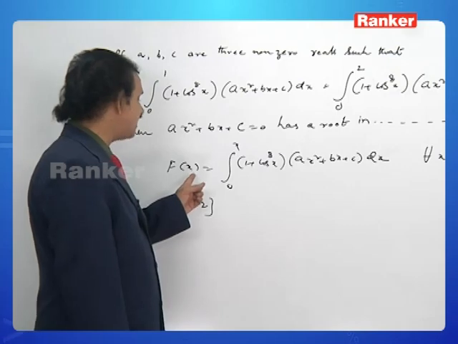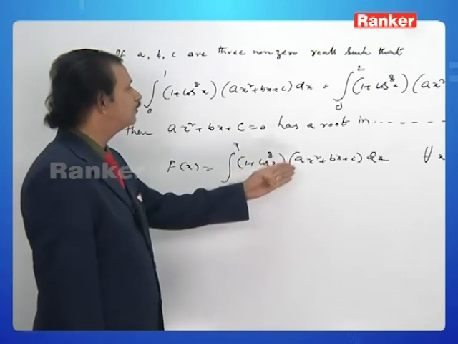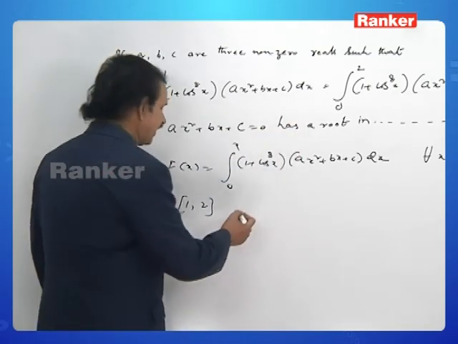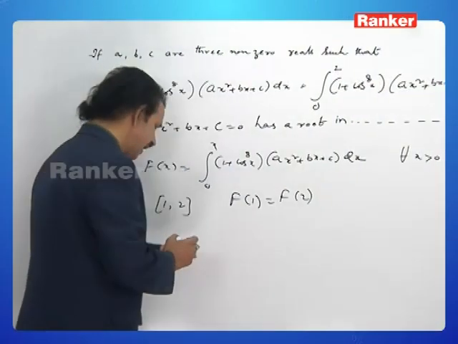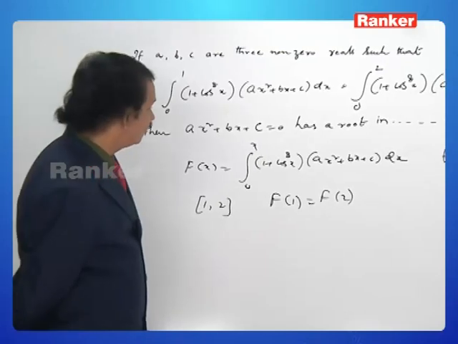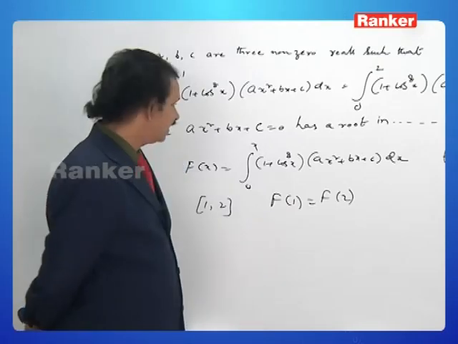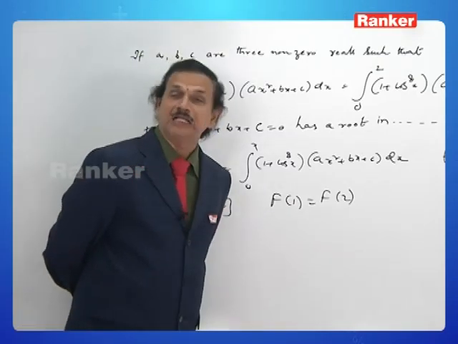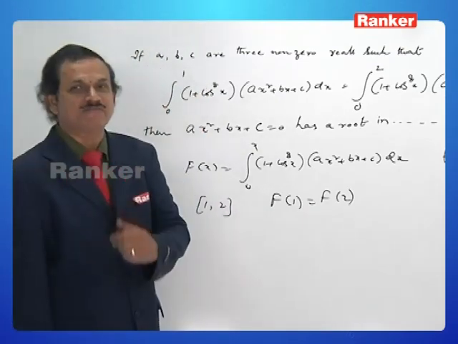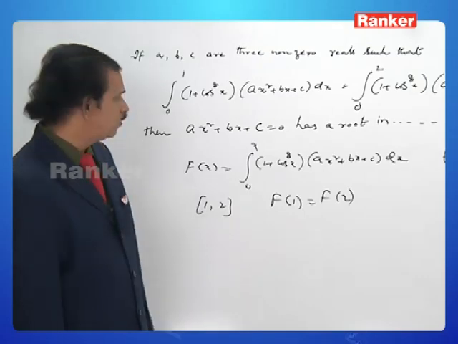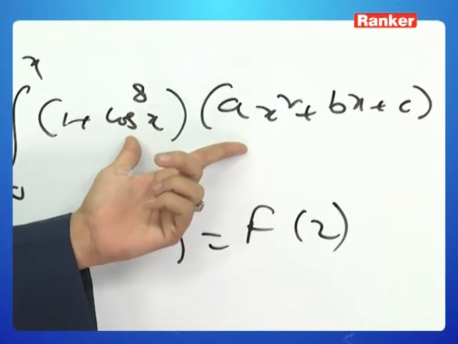Moreover, what is f of 1? Integral 0 to 1, this. What is f of 2? Integral 0 to 2, that. So, from data, f of 1 is equal to f of 2. Therefore, by Rolle's mean value theorem, there is one C in the open interval 1 to 2 such that f dash C is equal to 0. Okay, then what is f dash C? What is the derivative of this? This product has a root.